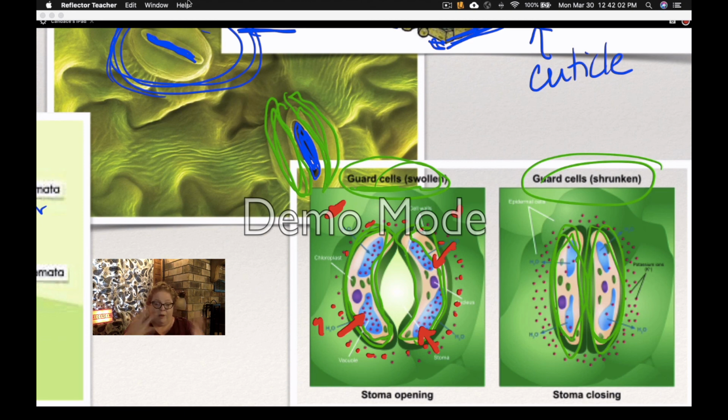Now, when there's not that much water available in the plant, it's more important that the plant not allow this water to escape because it needs the water to carry out photosynthesis. And so that water will leave. You can see over here in these vacuoles of these guard cells, there's lots of water, and over here there's not so much. That water has left those guard cells, and so they shrink back down and close.